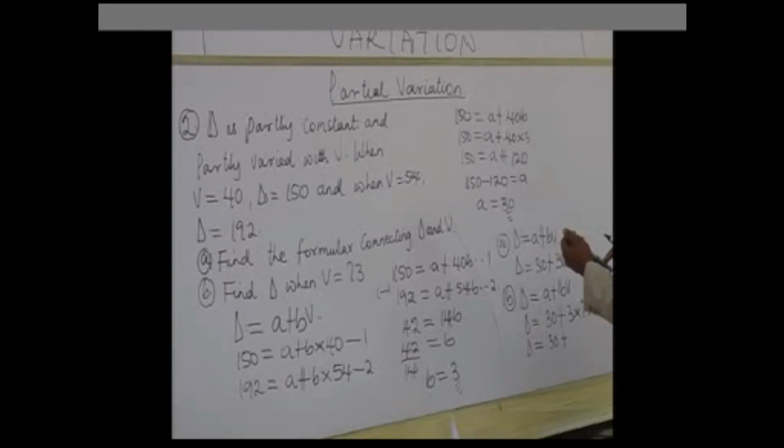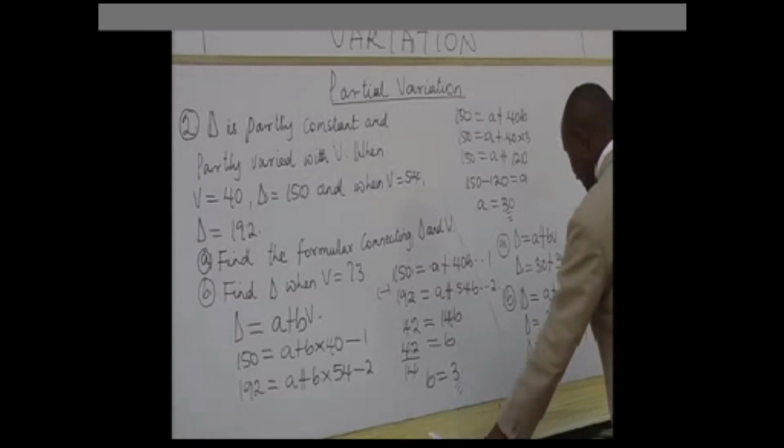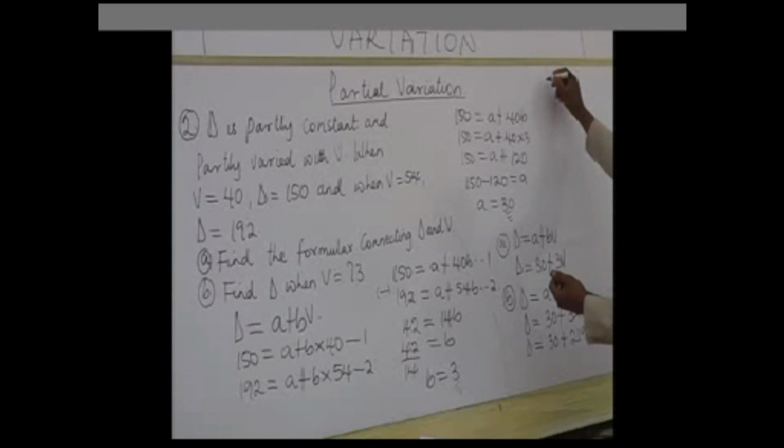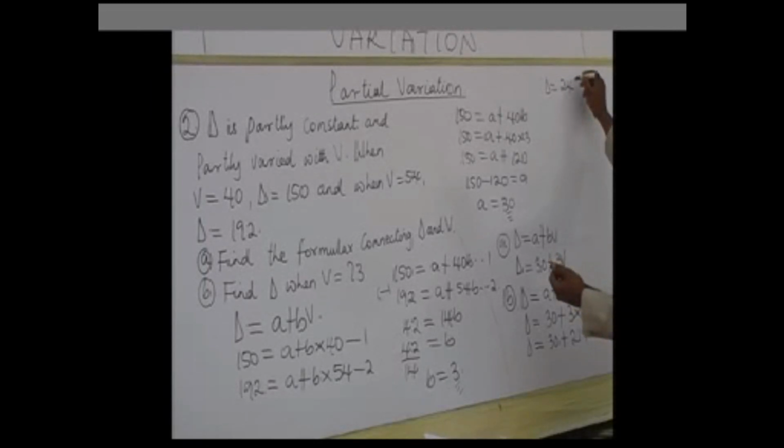73 times 3 is 219. So if we add 219 to 30, 219 plus 30, to give us 249. That means our D is equal to 249. And that has brought us to the end of this question, question number 2, in our partial variation.